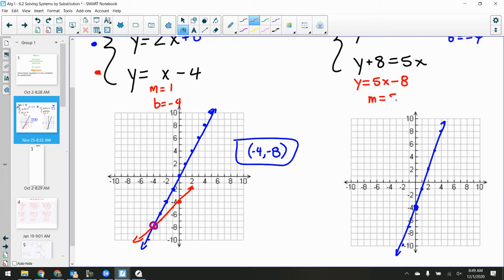Therefore, my slope is 5. My y-intercept is -8. So I go down here to -8. My slope is 5. Up 5, 1, 2, 3, 4, 5 over 1. Look, it crosses right there. So that means right there is my intersection point. Where is that location? 2, 2. And that's my answer.